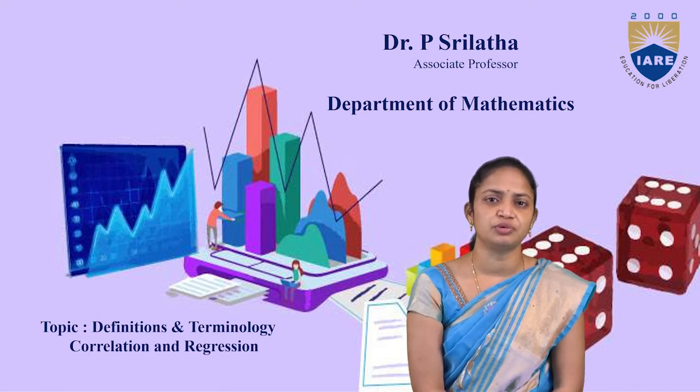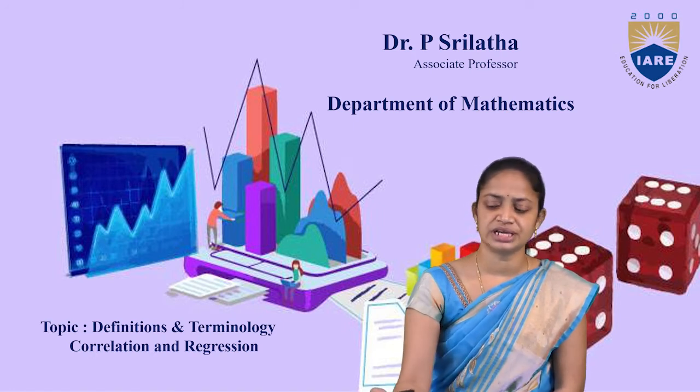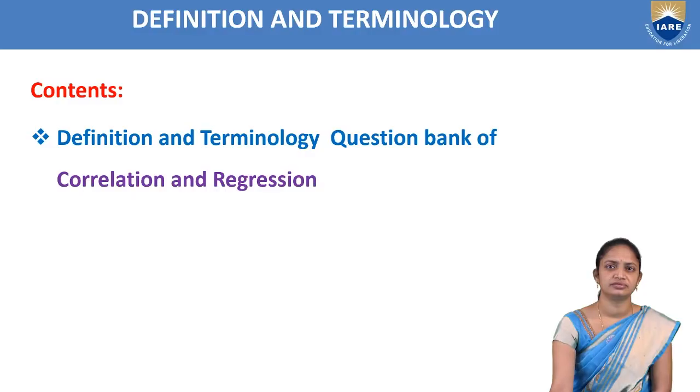In this session, I am going to discuss our definitions and terminology. Module 3 I am discussing here. Our Module 3 name is Correlation and Regression. In correlation and regression, the contents are definitions and terminology, and the question bank of correlation and regression. So this is our third module.